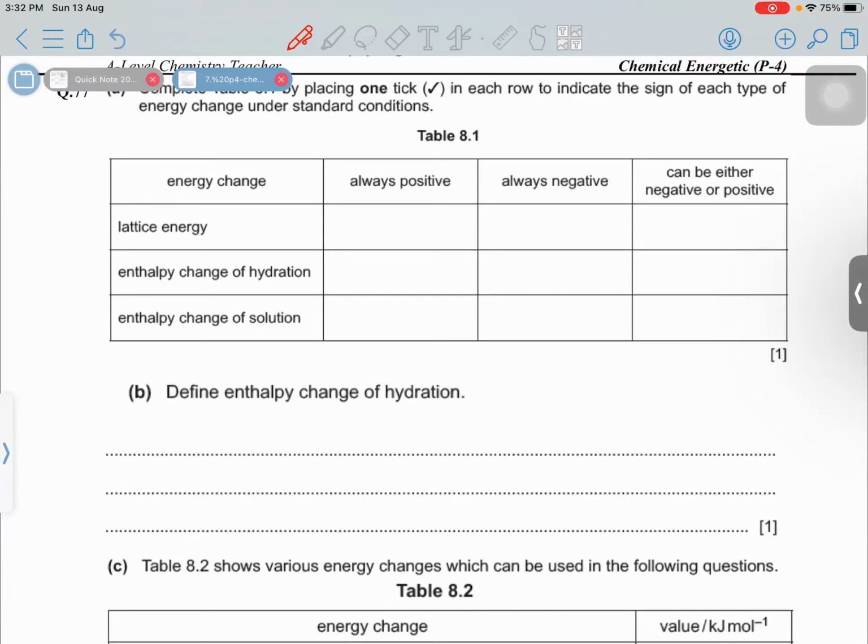Yes, so beta is always negative. Lattice energy is always positive, negative. Negative, sir. Always negative. Very good.